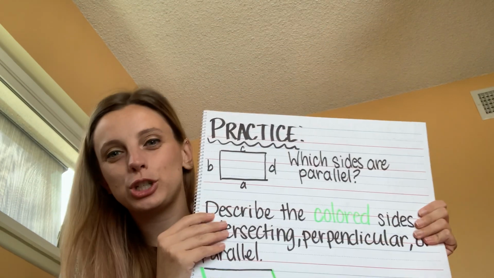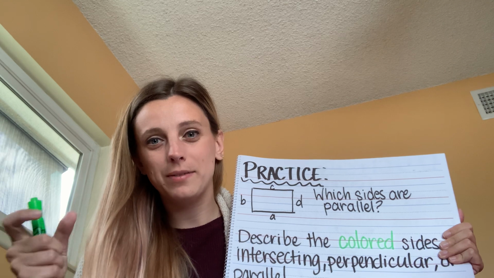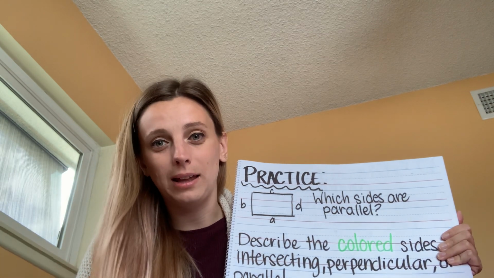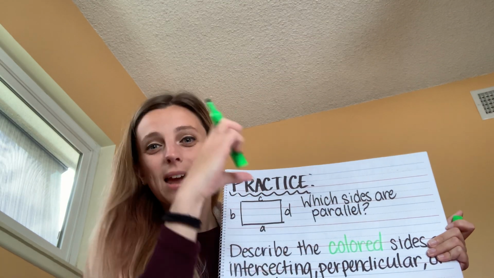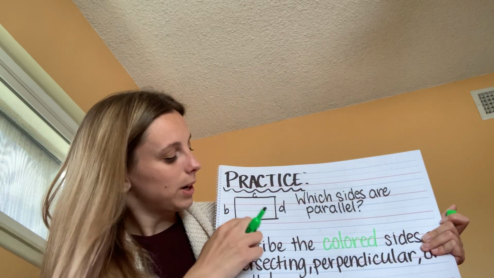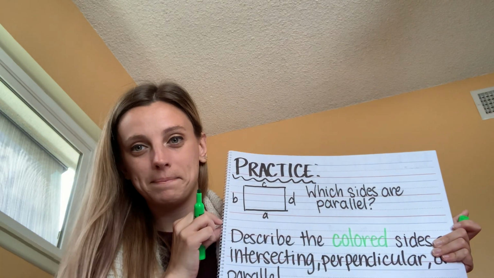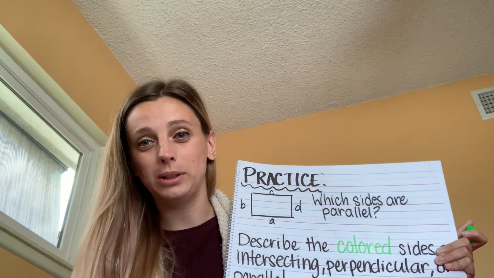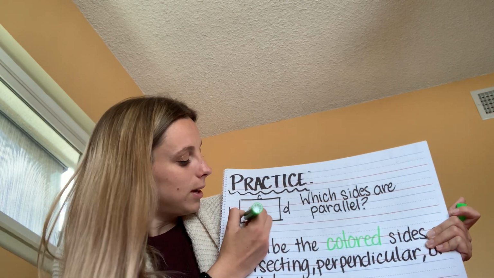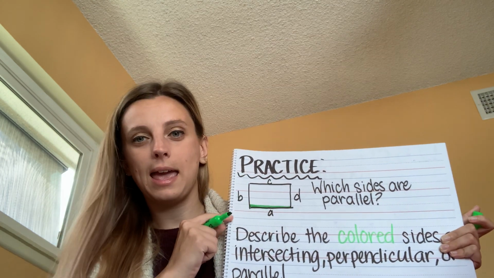So first, let's look at this shape. They want us to tell them which pairs of sides are parallel. So remember, parallel means that they look like an equal sign, they never touch. So here I have side A, side B, side C, and side D. You can go ahead and draw this on your own piece of paper or open to your book if you want to follow along. So if I look, what side would be parallel to side A?